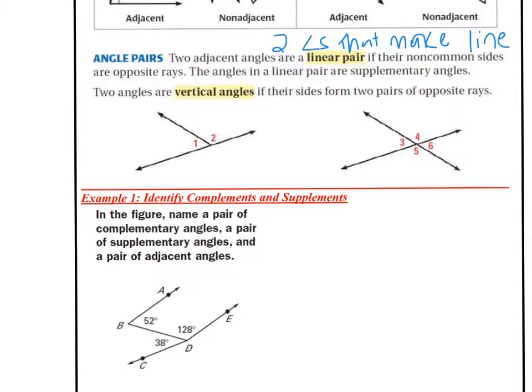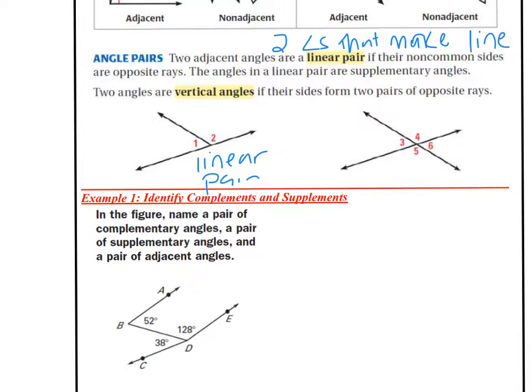So this would be a special case of adjacent angles. So this would be this picture. Angles 1 and 2 here are a linear pair. They form a straight angle, a straight line. Another one, they would be supplementary then, since they made a straight line.